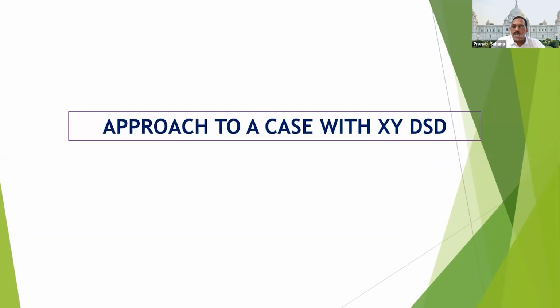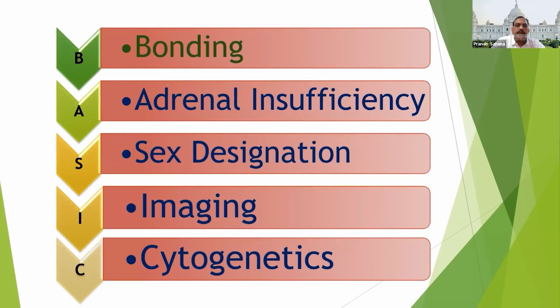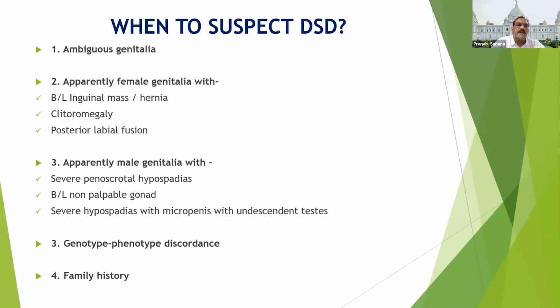Now coming to the approach to a case of XY DSD: how to approach such a case. The basic principles are bonding, adrenal insufficiency, sex designation, imaging, and cytogenetics. When to suspect a disorder of sex development: if there is clear-cut ambiguous genitalia, or apparently female genitalia with bilateral inguinal mass or hernia, clitoromegaly or posterior fusion, apparent male genitalia with severe penoscrotal hypospadias, bilateral non-palpable gonads, or severe hypospadias with micropenis and undescended testes. Also when there is genotype-phenotype discordance, and when there is a family history of a similar disorder.